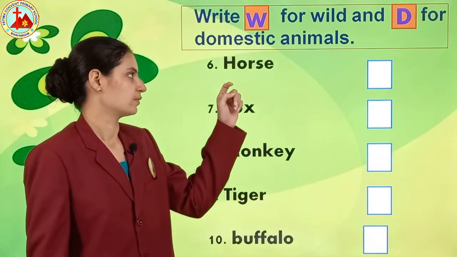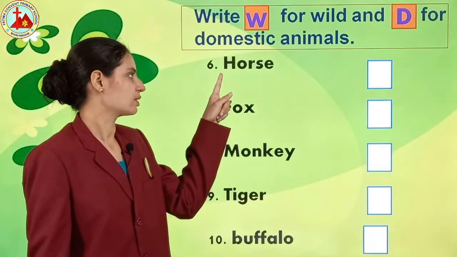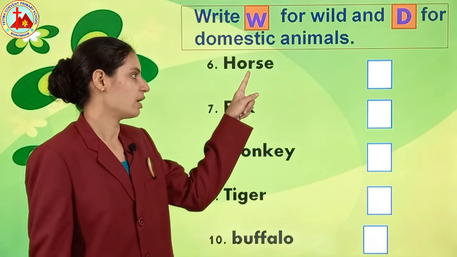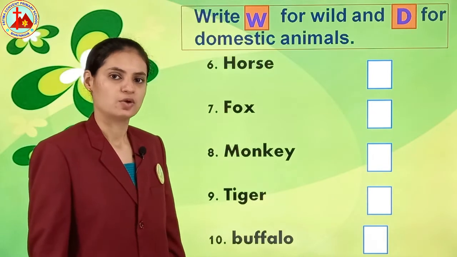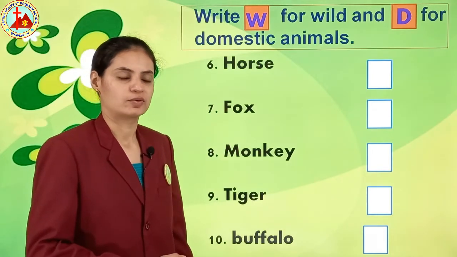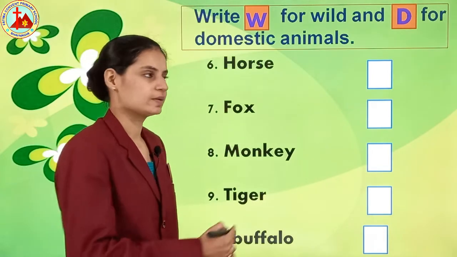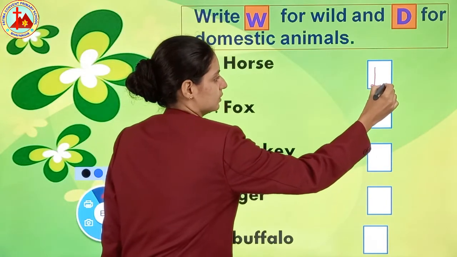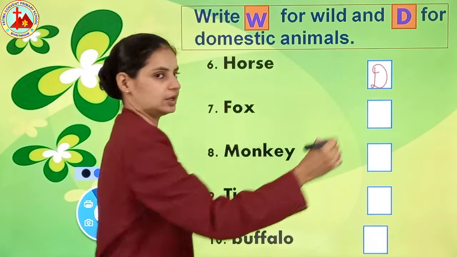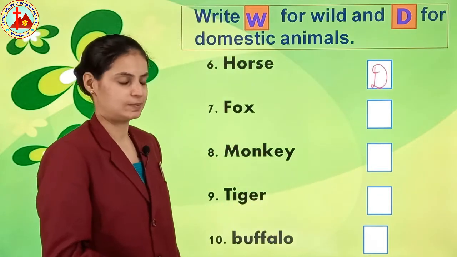Number 6. Which spelling is this? H-O-R-S-E. Horse. Horse is domestic animal. So for domestic, we have to write cursive capital D. Cursive capital D. Horse is domestic animal.